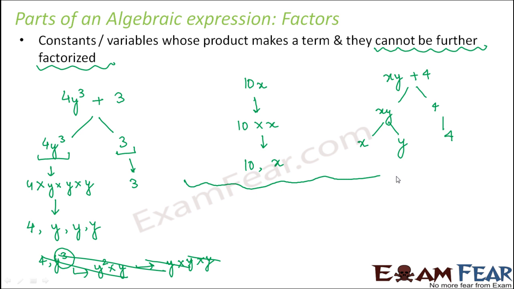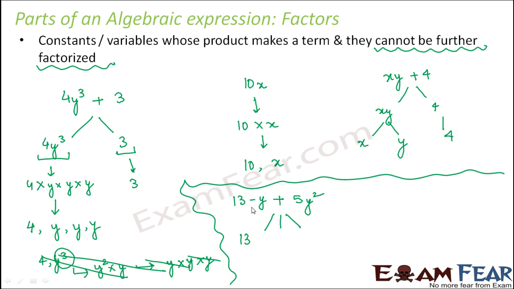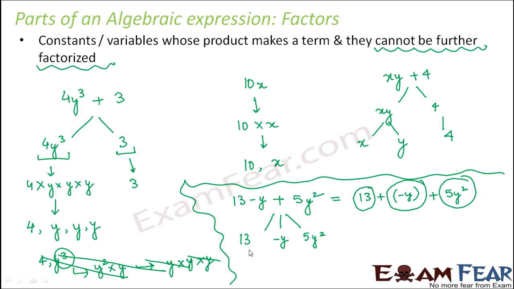Let us look at a slightly more complicated algebraic expression. Let's say 13 minus y plus 5y squared. This is an algebraic expression because it contains constants, variables and operators. What are the terms in this expression? There are three terms. First is 13, second is minus y, and third is 5y squared. You might ask why the second term is minus y. That's because this can be written as 13 plus minus y plus 5y squared. So these are the three terms which are getting added to give the expression: 13, minus y and 5y squared.